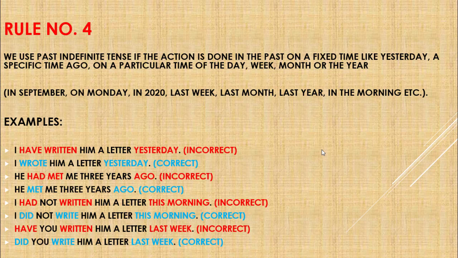"He had met me 3 years ago" is an incorrect sentence because 3 years ago is a fixed time. So we should use past indefinite tense here. The correct example is, "He met me 3 years ago."